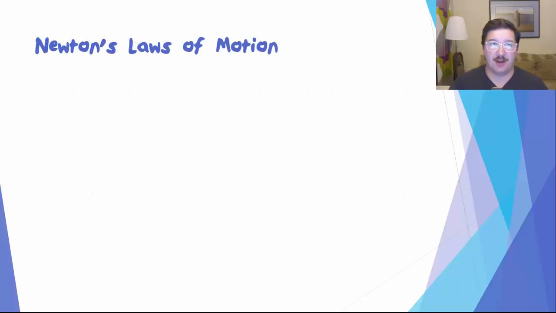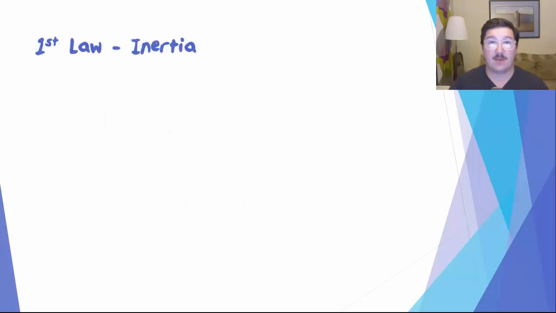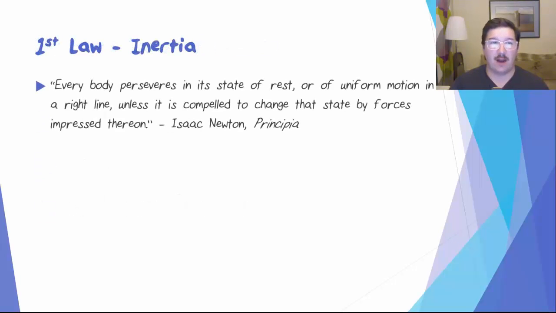There are 3 laws of motion as defined by Isaac Newton. We will refer to them as inertia, F equals ma, and action-reaction. Let's start by taking a look at Newton's first law. Newton writes, "Every body perseveres in its state of rest or of uniform motion in a right line, unless it is compelled to change that state by forces impressed thereon."